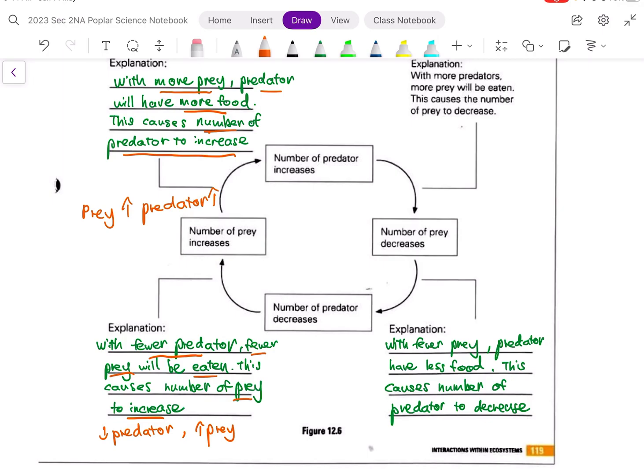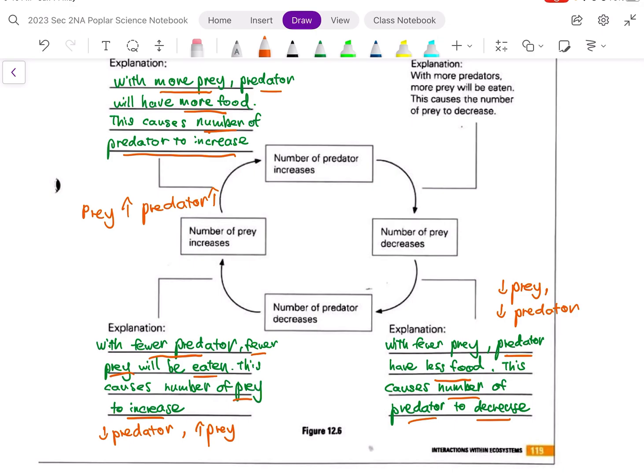What happens now if the prey decreases? That would normally also result in the number of predators dropping because there's less food now. Predators have less food, so the number of predators decreases as well. This one I think is quite straightforward. Most of you are able to get this. You can pause the video and jot down whatever you need to.